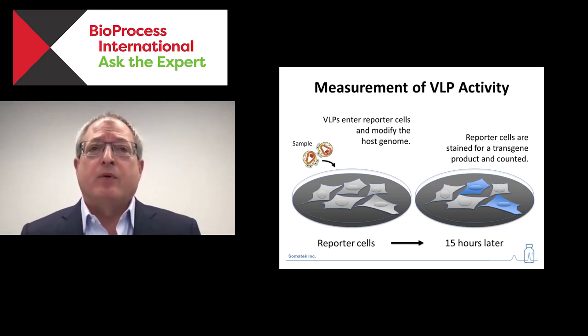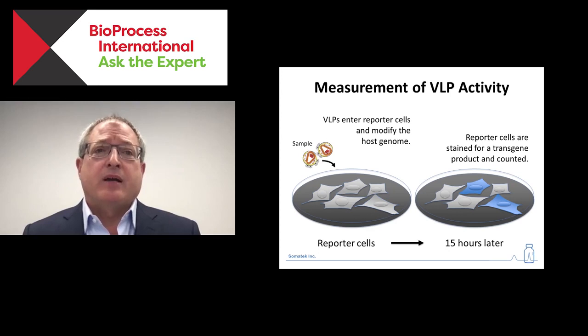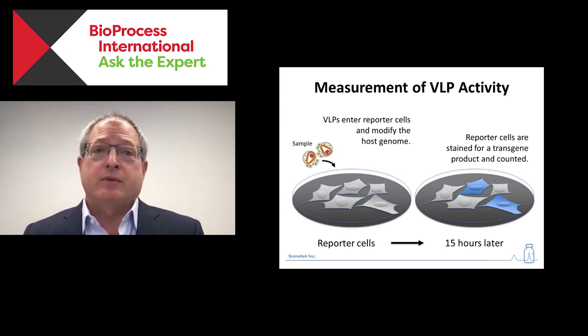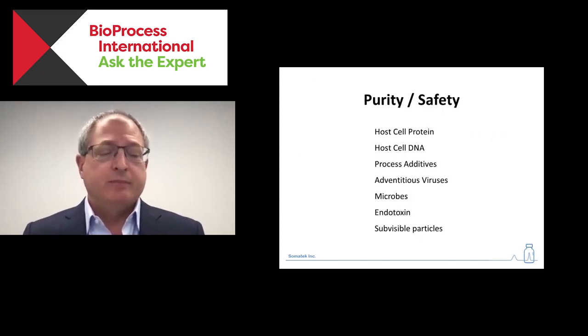We had a number of potency assays or activity assays. The schematic I show here is one that we relied heavily upon, where we basically had plates coated with a reporter cell. We'd apply dilutions of our samples, and 15 hours later, we'd look for expression of the therapeutic transgene, and we'd basically count cells, and that was the way we measured our potency.